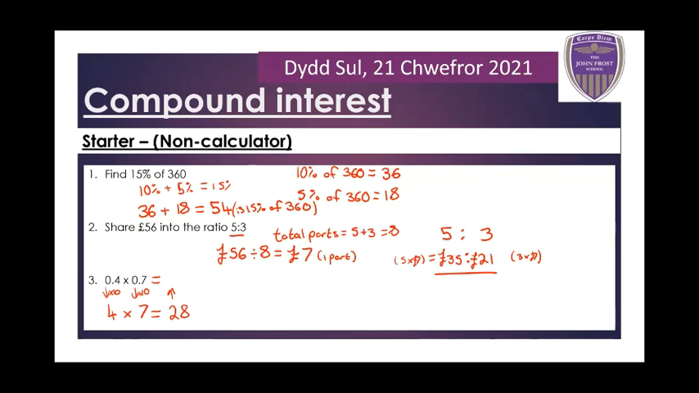Now, because I multiplied 0.4 by 10 and 0.7 by 10, that means if 4 times 7 is 28, I have to divide this 28 by 100, because I timed 0.4 and 0.7 essentially by 100. I need to divide it by 100 to get the answer to my original question, which is 0.28. So very well done if you got those 3 starter questions right, okay?